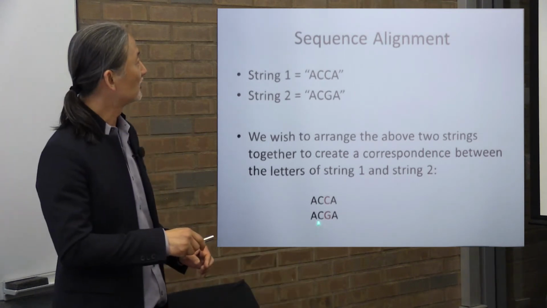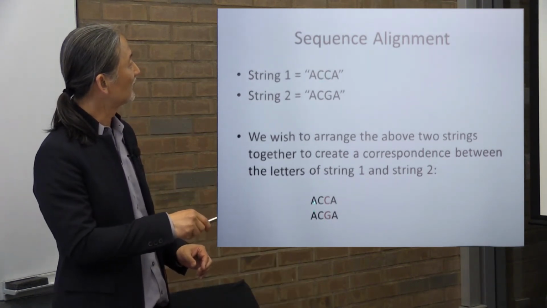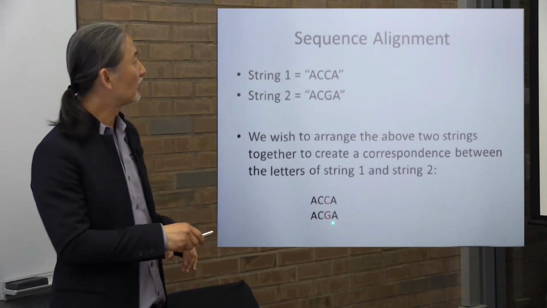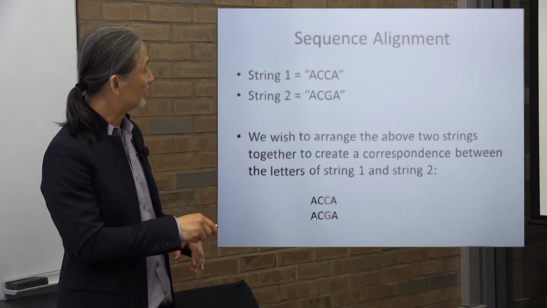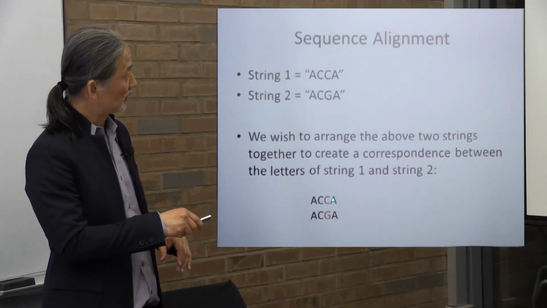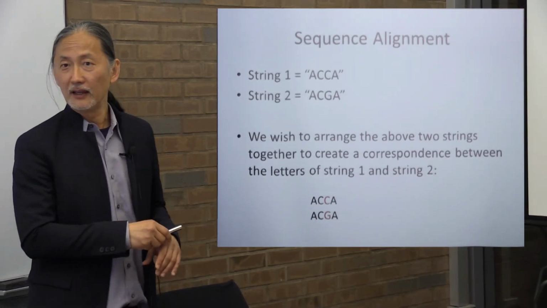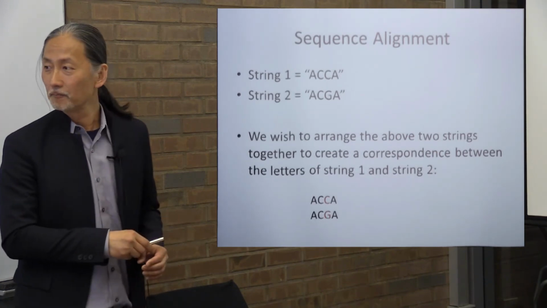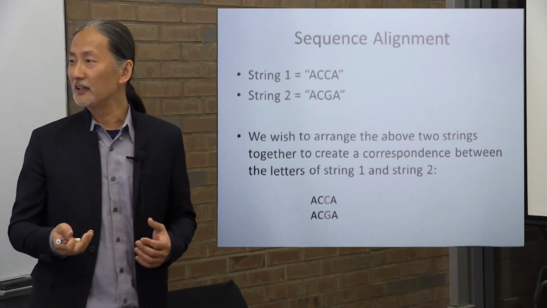Right? So obviously, in this simple case, it looks like this. We just stack them on top of each other. And by that, what I'm implying is that in the first position A's and A's correspond, C and C correspond, this C and G correspond, and A's correspond. And if we do that, we see, oh, there's one position difference right there. And you say, oh, there must have been a mutation.